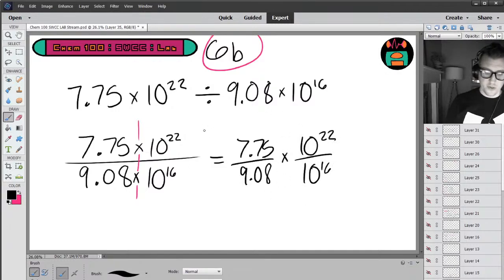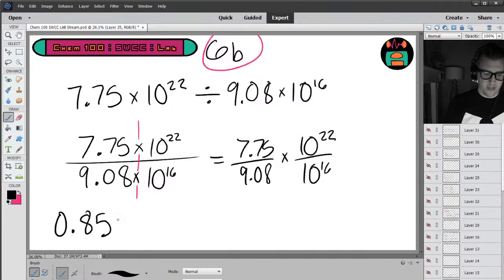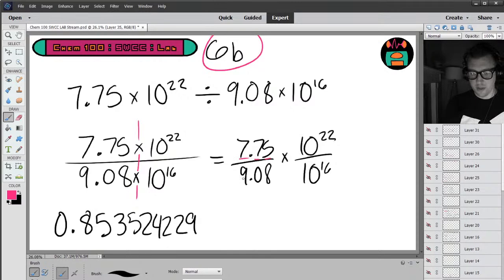So we can evaluate the first of these two fractions, 7.75 divided by 9.08. This is 0.853524229. That's this division. We can only keep 3 sig figs because our numerator and denominator only have 3. I'm going to round that in a minute.